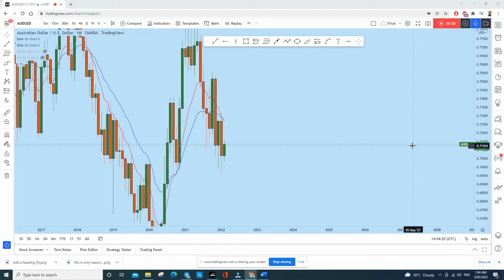What's up, traders? Let's do a full top down analysis of Aussie dollar. Let's see what kind of trading opportunity we have in this instrument.